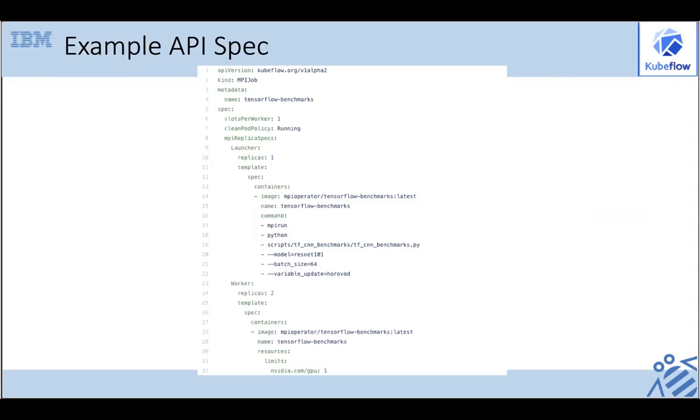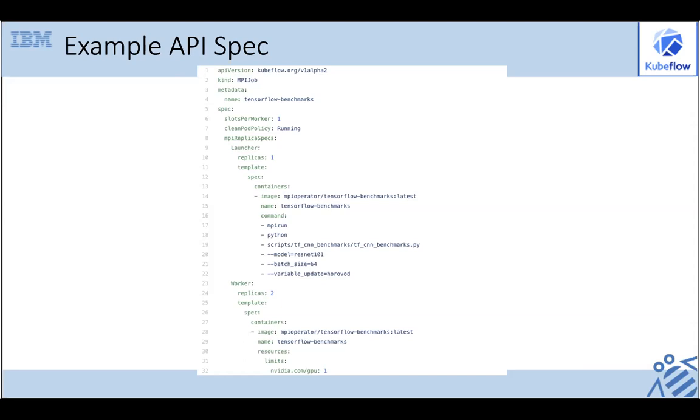And so what exactly does this look like? So what we end up with is an example API spec for how to implement this. And so at the top, you see we have MPI job for the custom resource. And we've defined a little bit of metadata. But more importantly, we need to look at the spec and the MPI replica specs. So the MPI uses a launcher format. So we need to define a launcher, and we've decided one replica of that launcher.